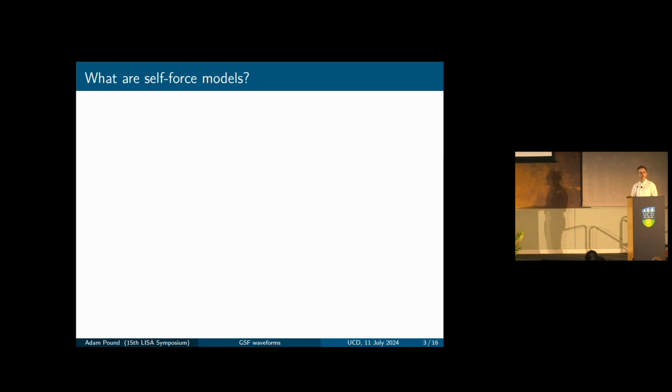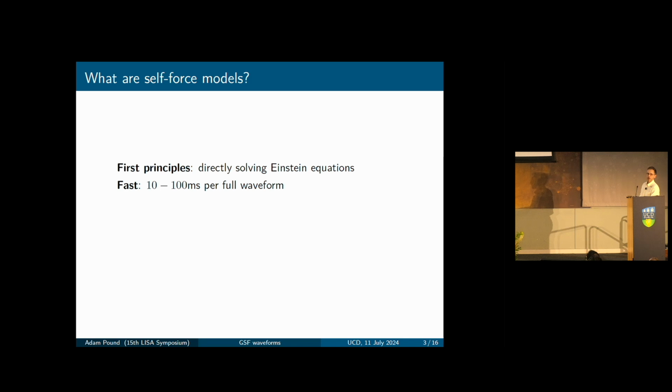So that's the big picture. What are the models for? But what can we say about them otherwise? Remember, Martin described first principles models that directly solve the Einstein equations, and then effective models that combine information. Self-force models are first principles models. They're directly solving the Einstein equations. But they're also fast. These are models we get from first principles, but we ultimately are able to generate waveforms very, very rapidly, in a time scale of 10 milliseconds or so.